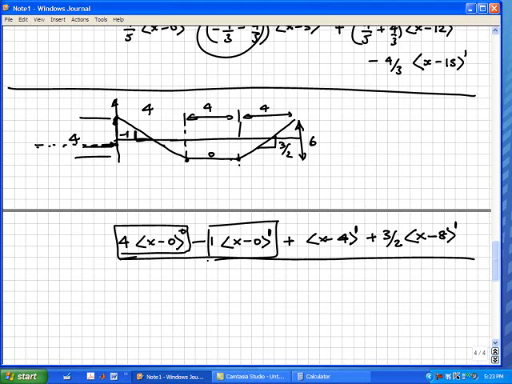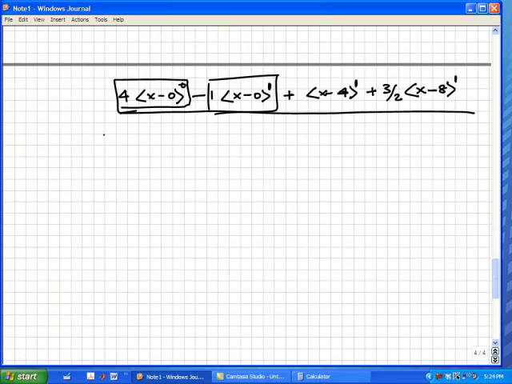Then after that, you can do whatever you want. But that first step is really important. If you get that right, things will work out. Okay, so I want you to try another one. This is a little bit more ambitious.